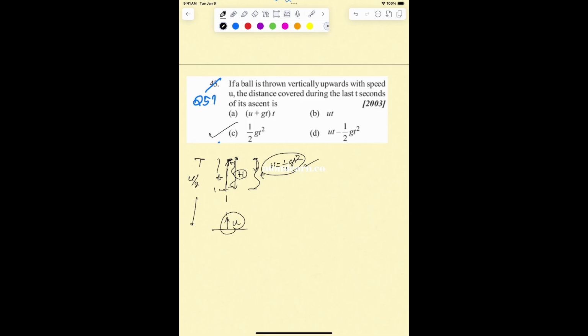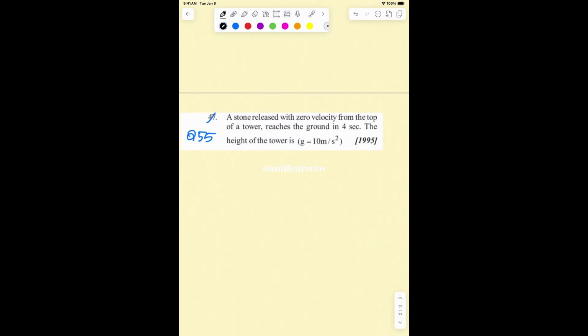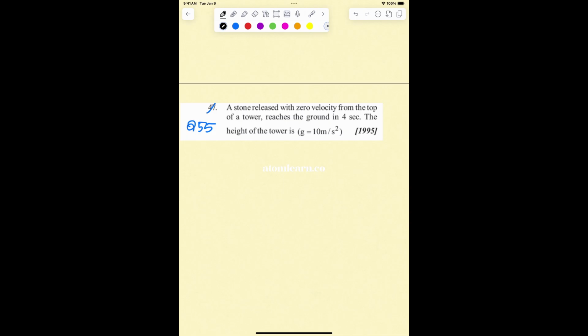Therefore there is no need for us to know the u value. It doesn't matter whatever the speed is. What they are asking is what distance is covered in the last t seconds. The last t seconds of upward going is equal to the first t seconds of downward travel. Therefore that is the way of looking at things. Then you go to the next problem.